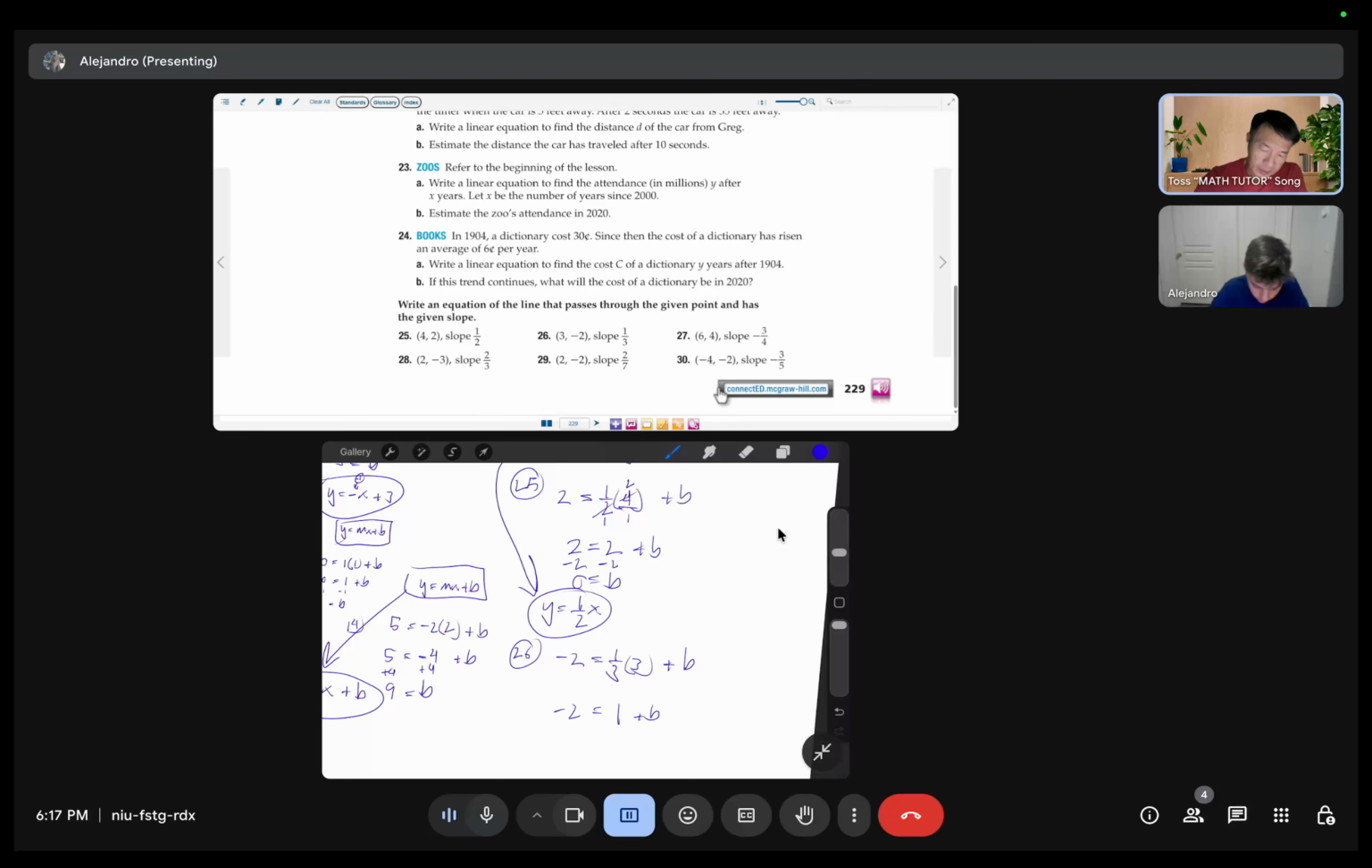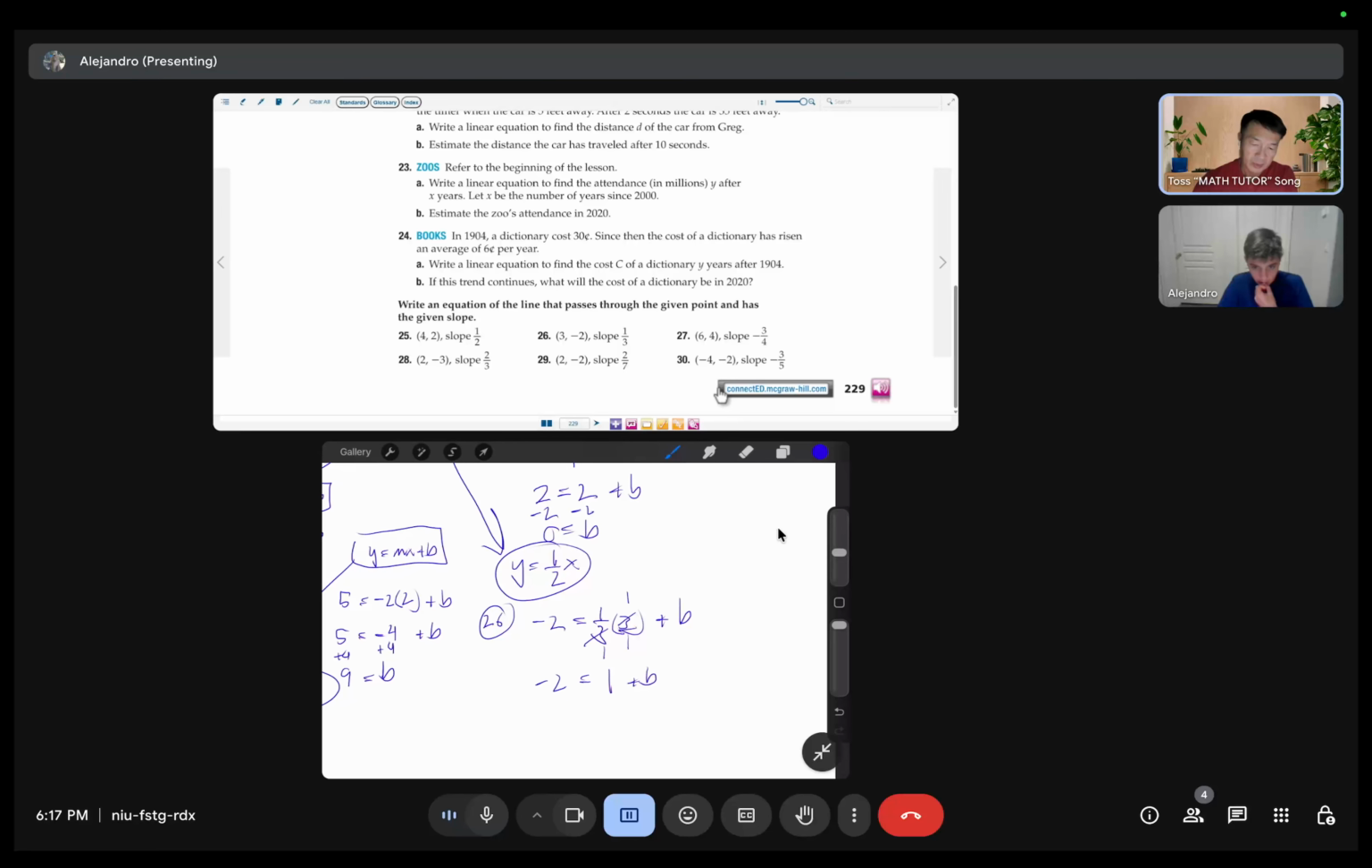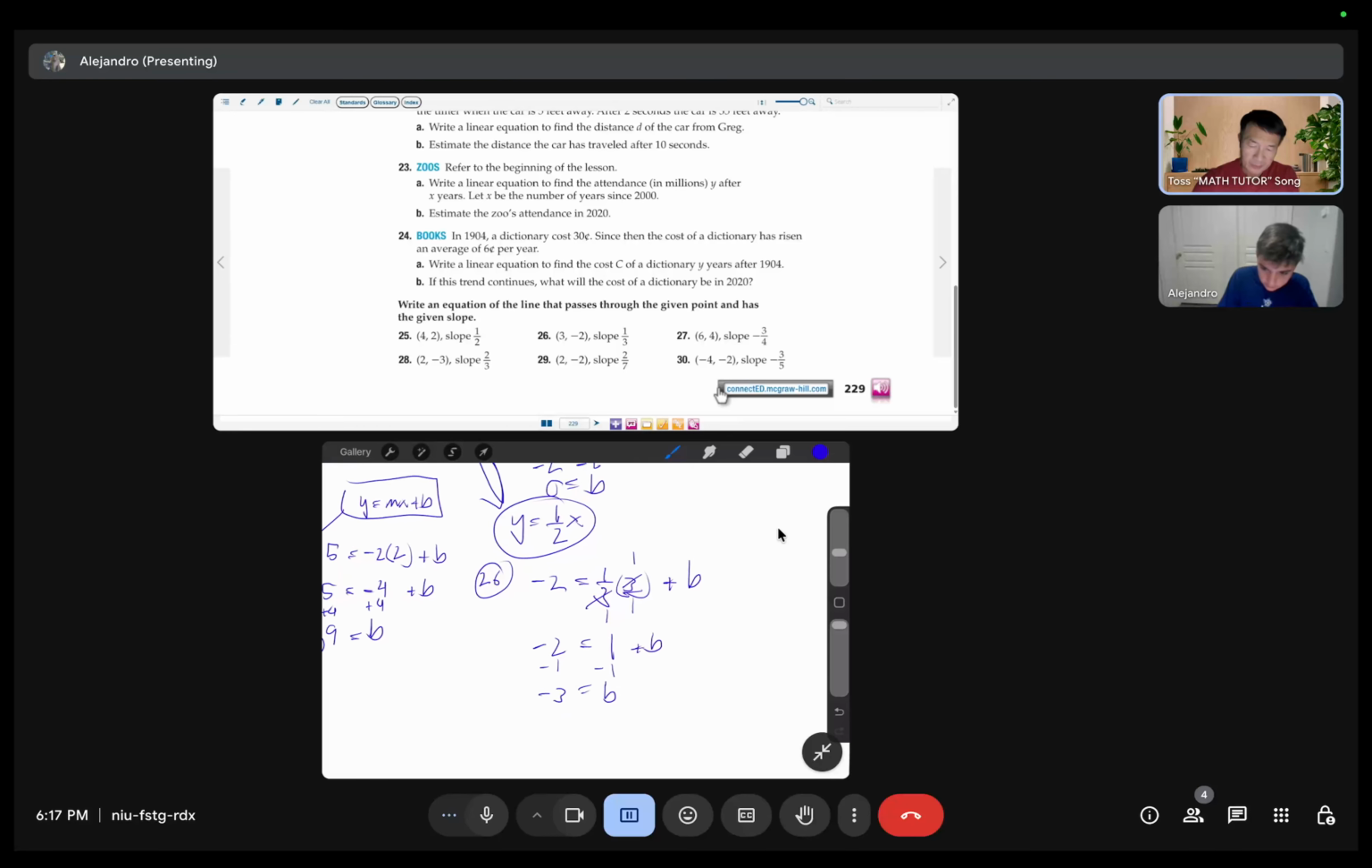You can also do this if you're not sure. 3, you can put a 1 underneath the 3. 3 can go into 3 1 time, itself 1 time. Then you've got 1 times 1 on top over 1 times 1 on the bottom. Therefore, 1 divided by 1 is 1. I hope you're okay with that. So it's just going to be 1. Subtract both sides by 1 to isolate the b. You're left with -3 for b.